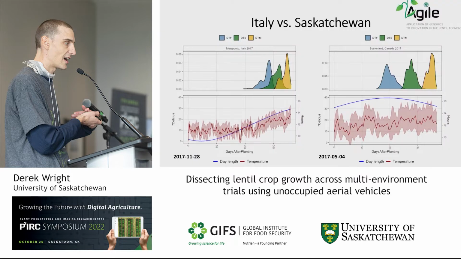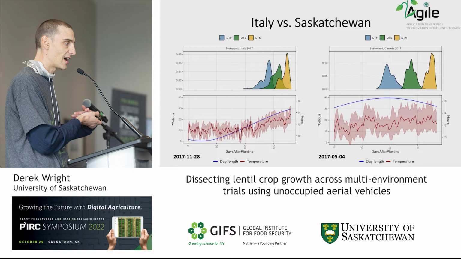Another thing that we need to keep in mind is genotype by environment interactions. For Italy, lentils are normally planted in the fall. So in our case, it was November 28th. As a result, lentils there are emerging into relatively cooler temperatures with low photoperiod, and as a result, there's a large delay in growth and flowering.